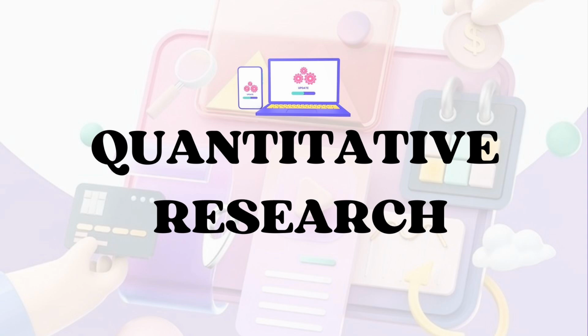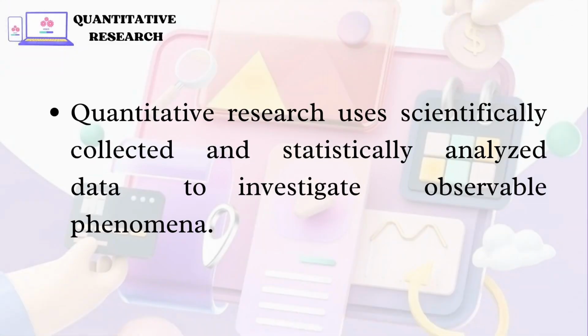Let's define what is quantitative research. In here, it says that quantitative research uses scientifically collected and statistically analyzed data to investigate observable phenomena. So, it is defined that quantitative research has a certain method which is scientific. It tackles about numbers, data, and statistics to observe a certain phenomena. When we say phenomena, it is the research gap or the research problem that we are talking about.